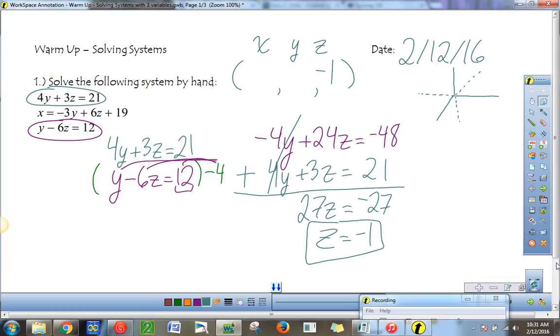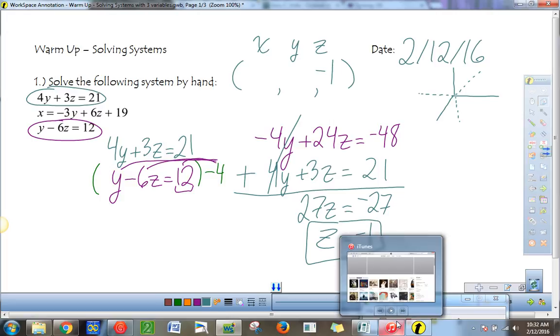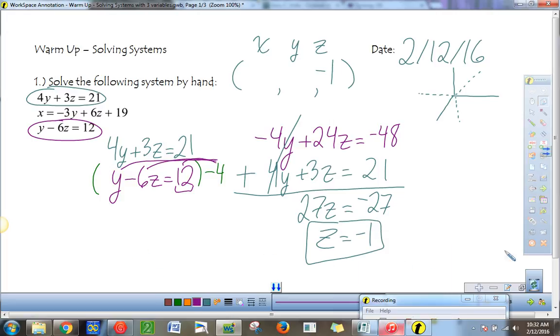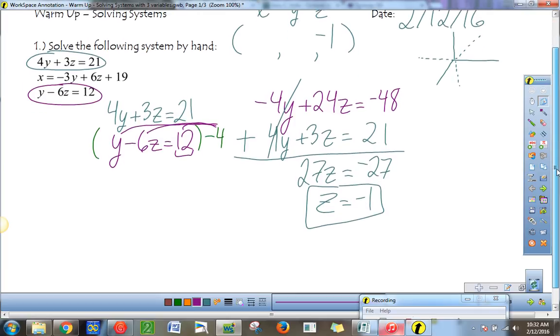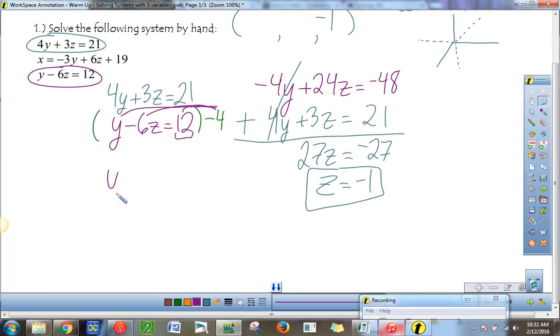Well, if you know z is -1, what else can you tell me? How can you tell me what y is? We substituted in. Which one do you want to substitute it in for? Bottom one? So we're going to take this purple guy. So we've got y minus 6. We know what z is. Z is negative 1. Alright, so can you solve that? Y is minus 6.